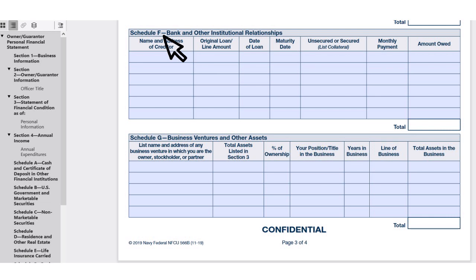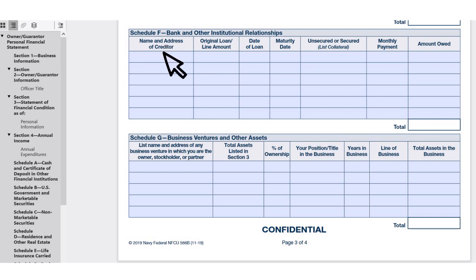The questions are meant to gauge your net worth, to gauge the ecosystem of financial institutions that you deal with, the ecosystem of securities you have, of assets you have, and liabilities you have. Okay, so Schedule F, you put the name of the bank. If you have a loan amount or line amount, you want to put it there, the date of the loan, whether the loan is unsecured or secured, monthly payments, and amount owed. So Navy Fed is not really interested in how much money you have with the bank. They just want to know how much you owe them.